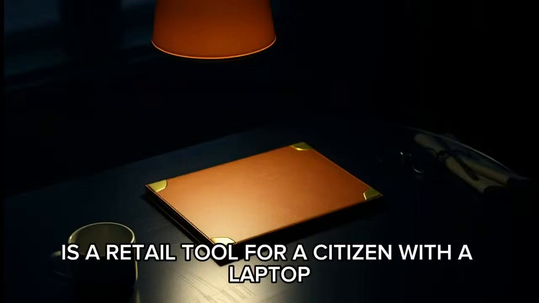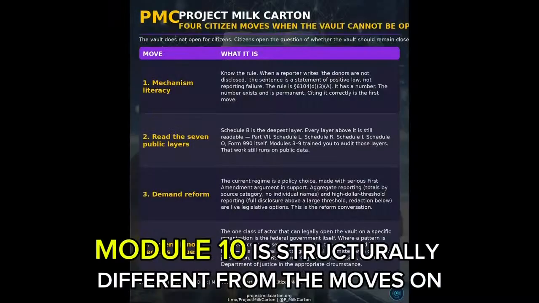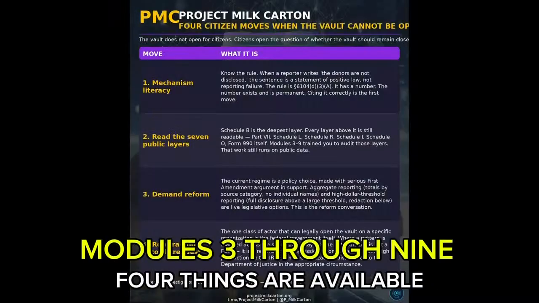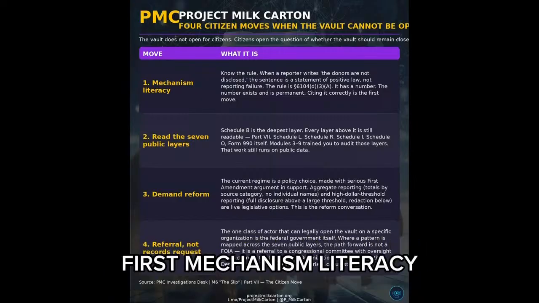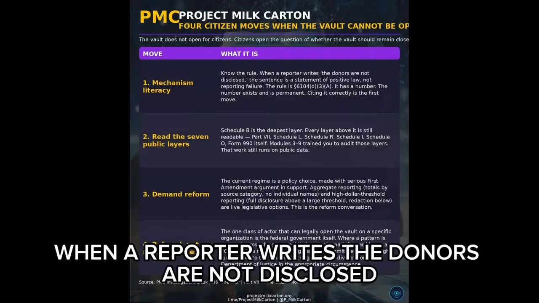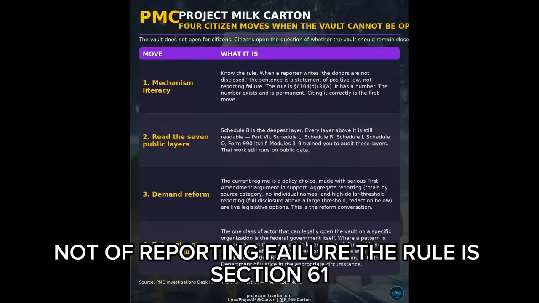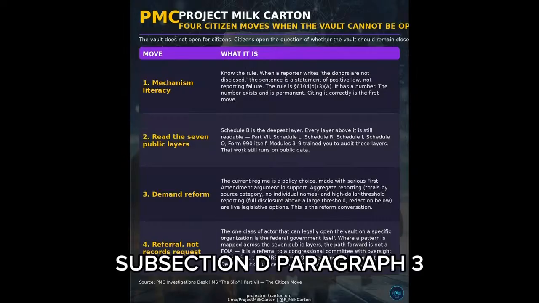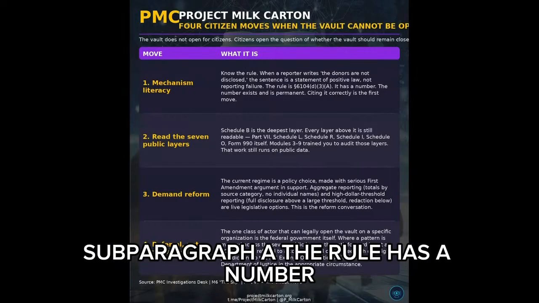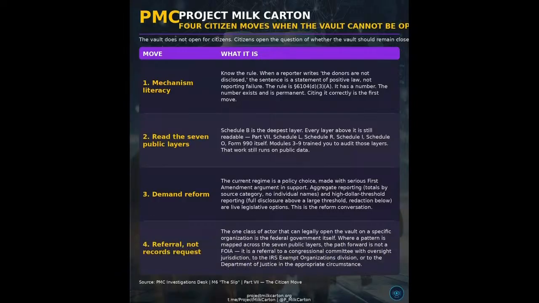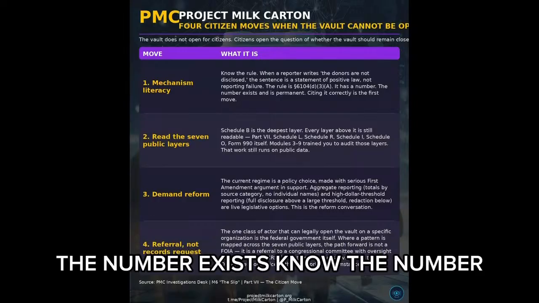None of those is a retail tool for a citizen with a laptop. So the citizen's move on Module 10 is structurally different from the moves on Modules 3 through 9. Four things are available. First, mechanism literacy. When a reporter writes, "The donors are not disclosed," the sentence is a statement of positive law, not of reporting failure. The rule is Section 6104, subsection D, paragraph 3, subparagraph A. The rule has a number. The number exists. Know the number.